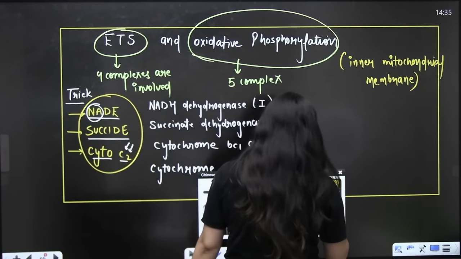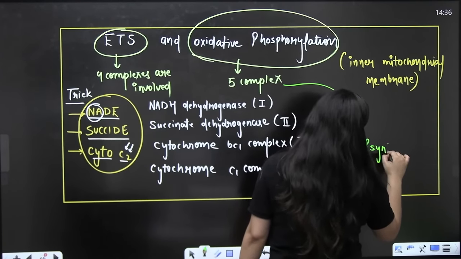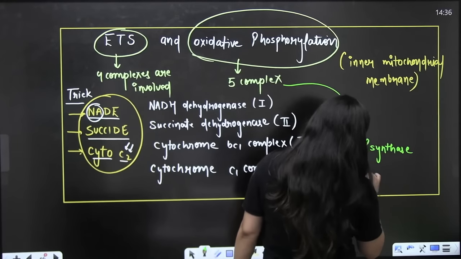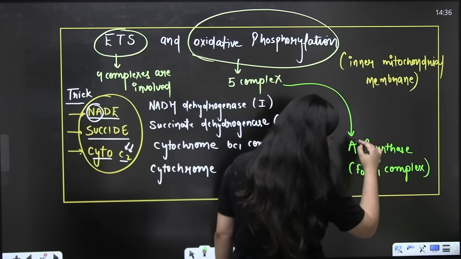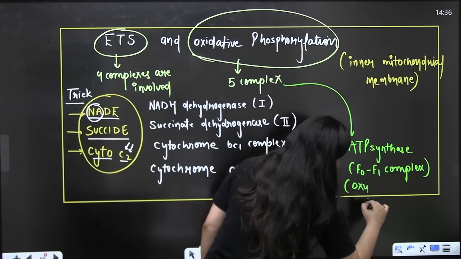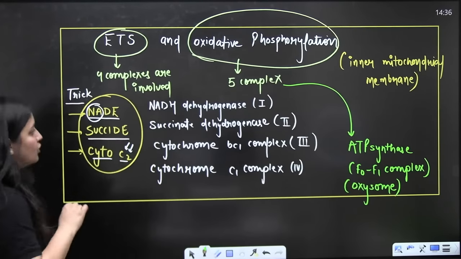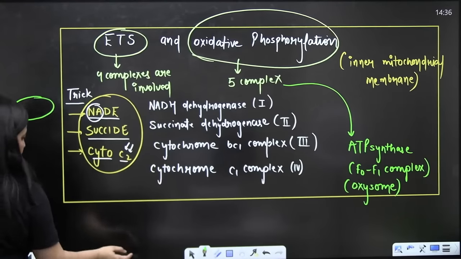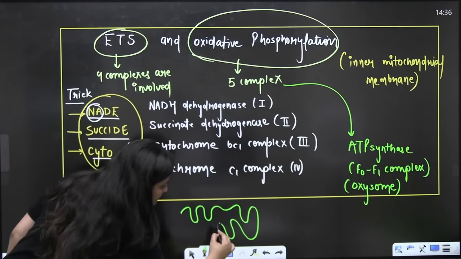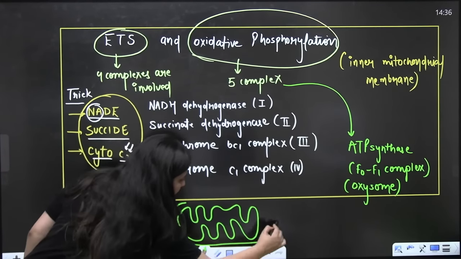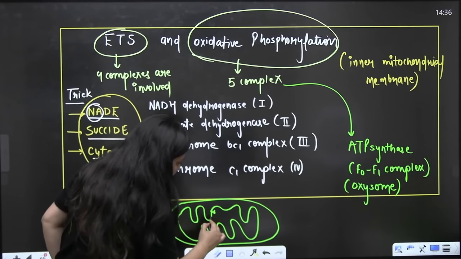When you talk about the fifth complex present here, it is ATP synthase. It is also known as the F0, F1 complex. It is the one which will ultimately form the ATP. It is also known as the oxysome. Remember, in the mitochondria, the inner mitochondrial membrane forms some folding, the cristae, some infoldings. On these infoldings, you will have these oxysomes.